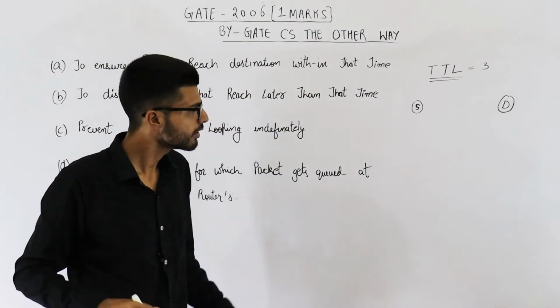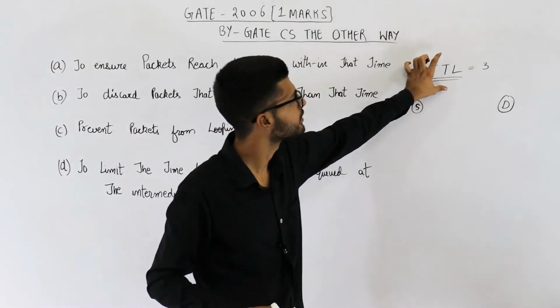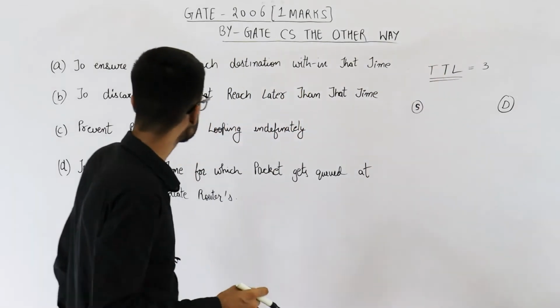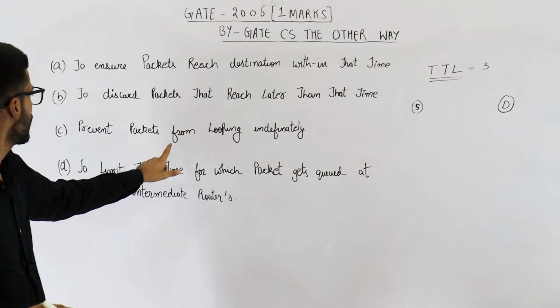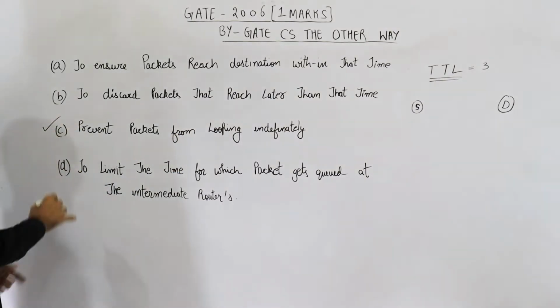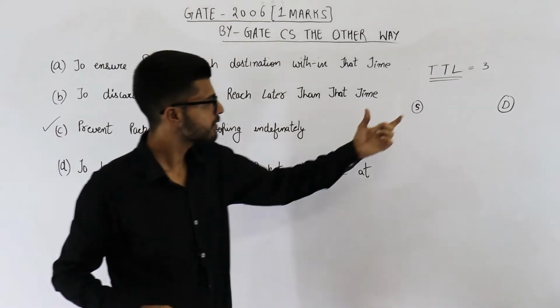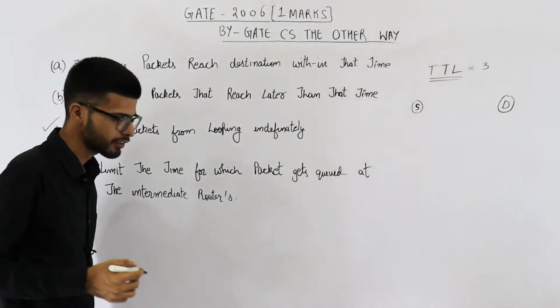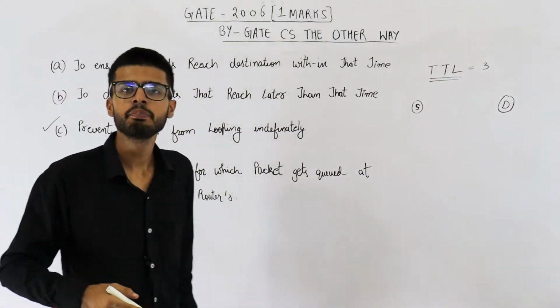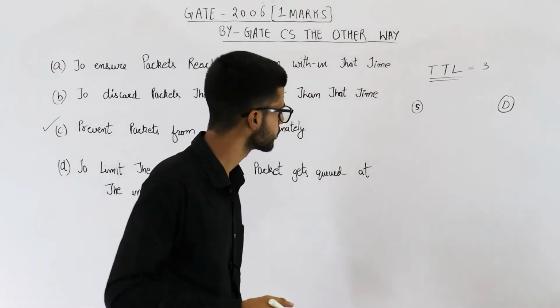Now what is the purpose of including such a field? It is to avoid infinite loops. Option C. Now let me explain how does this field avoids infinite loops. First of all, let us see how can a packet fall into an infinite loop.